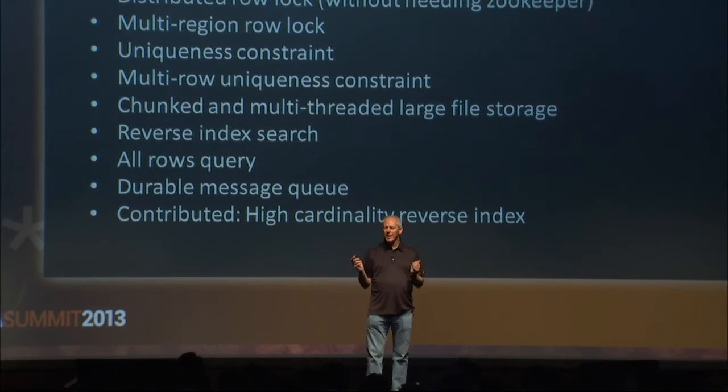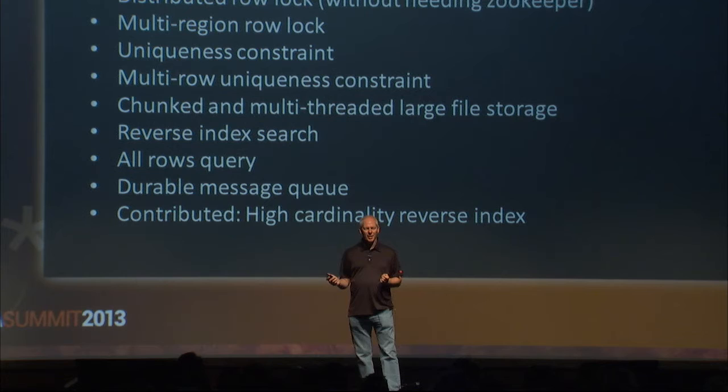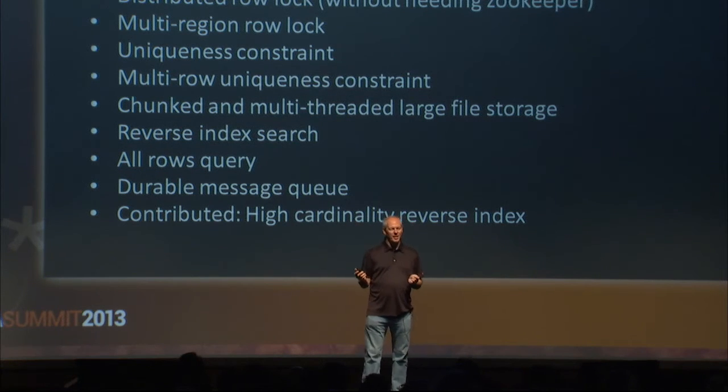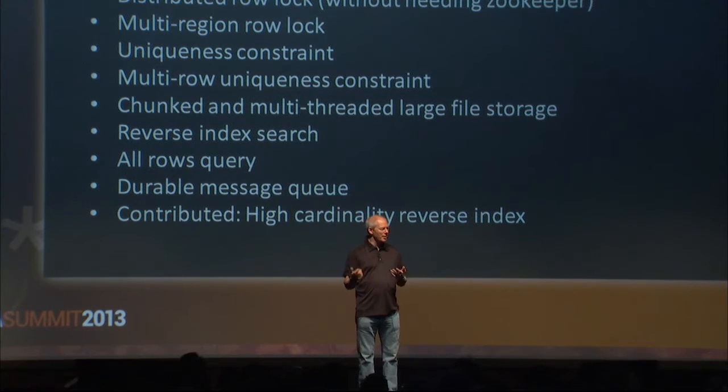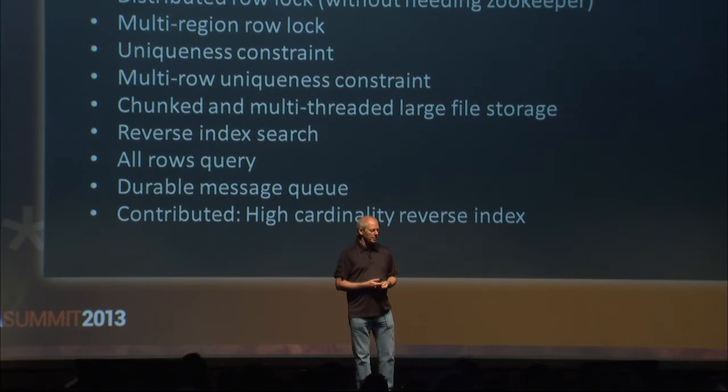Large file storage. You want to store a gigabyte-sized object into Cassandra, you soon find it's a really bad idea because it blows everything up when you try and read and write it. What this does is it chunks it up into 256K, which is a good chunk size, and then multi-threads the reads and writes. If you're used to S3, which has multi-part writes, it's basically the same thing.